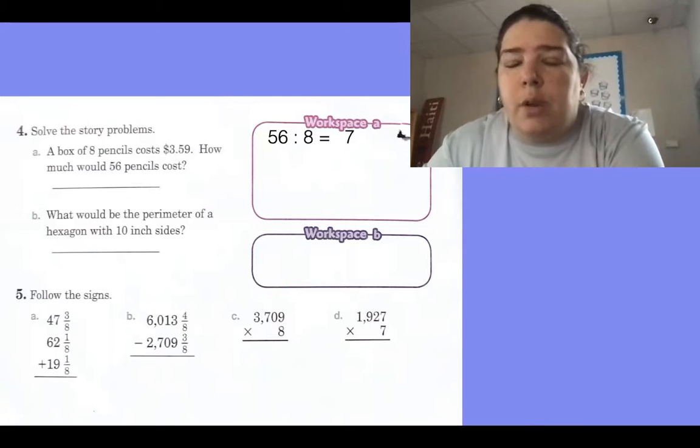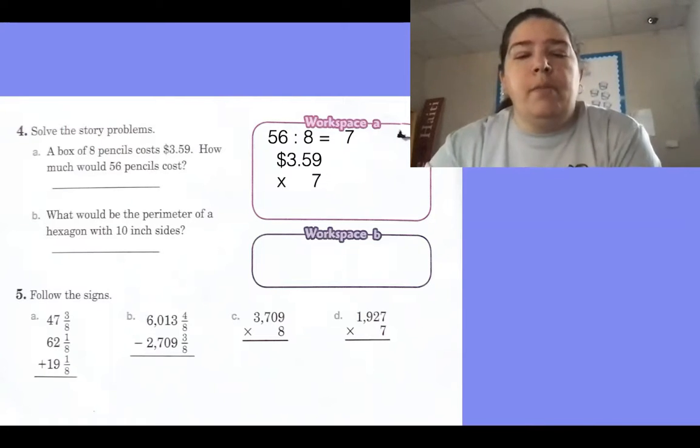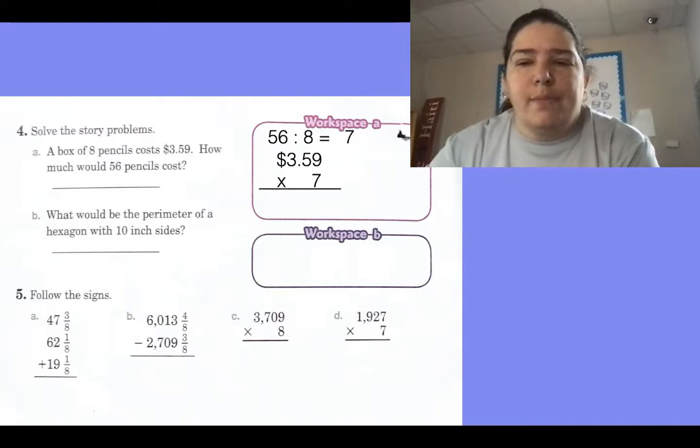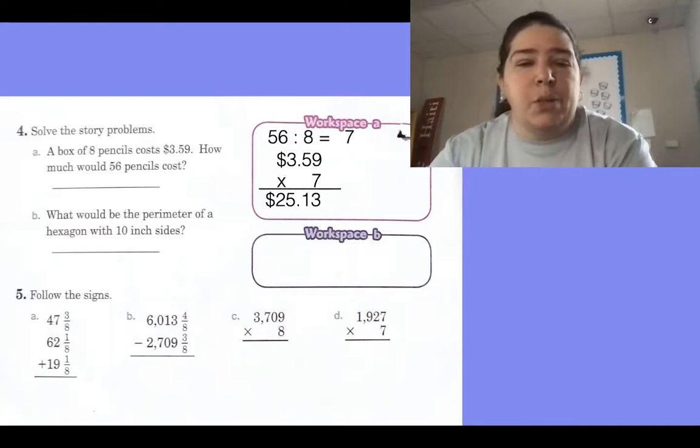And each box is $3.59. What do I need to do? Excellent, you multiply $3.59 times 7. And our answer will be, work it out, 9 times 7, carry, 5 times 7, carry. You got it? Excellent. $25.13. If you got $25.13, you are correct.